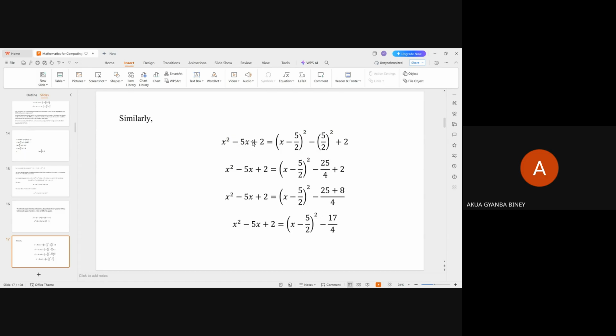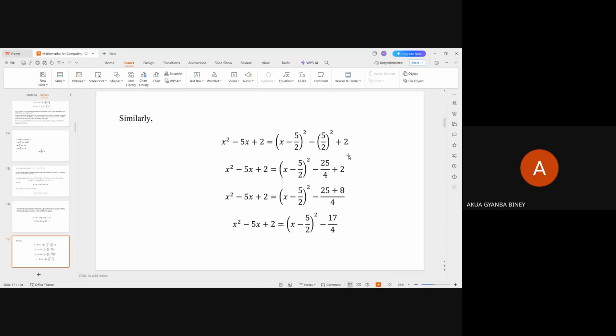But students mostly forget the sign and they take only the number. So it is -5 now. I have to divide it by 2. So the first part of it gets (x - 5/2) all squared.